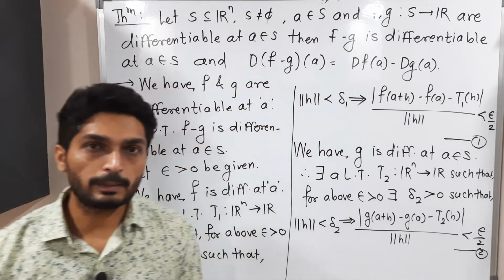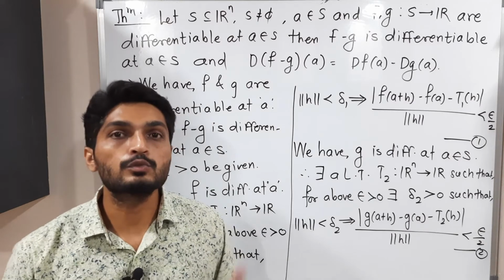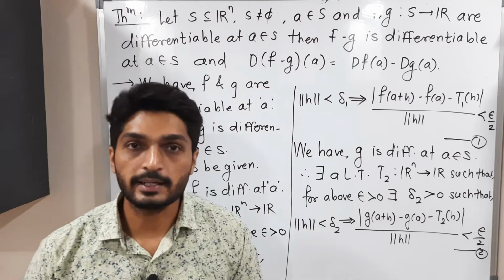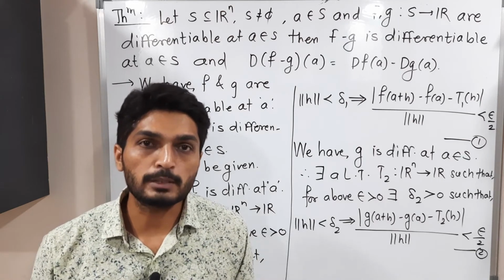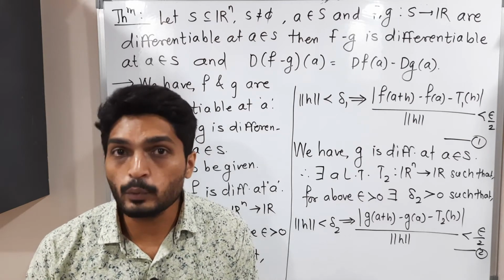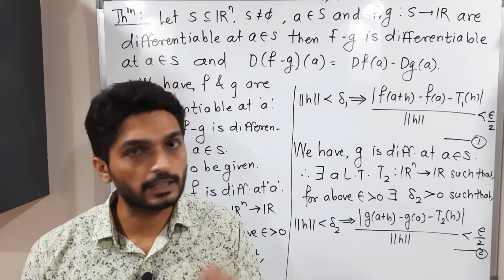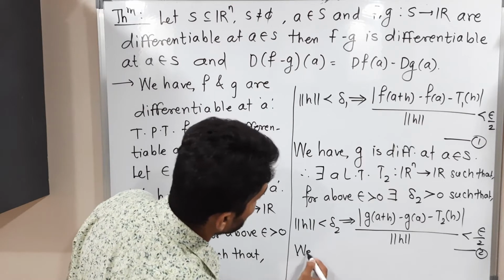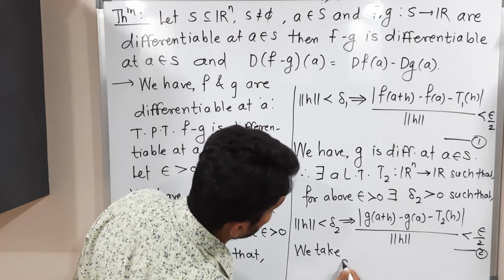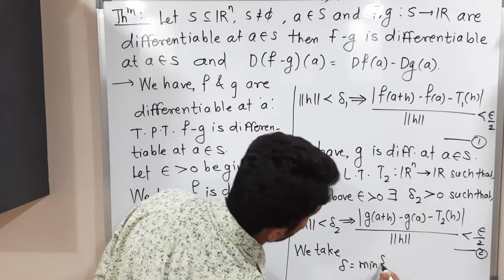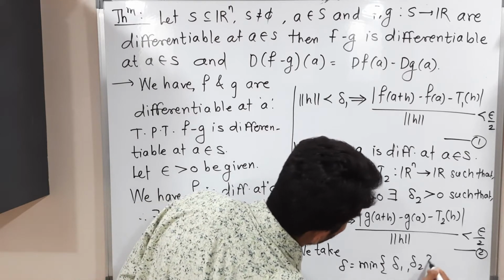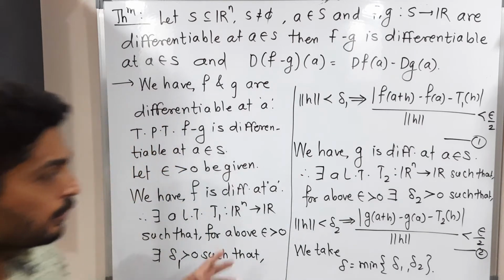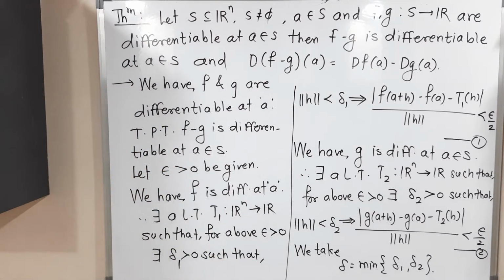Okay, so we have statements 1 and 2. Statement 1 is true for norm h less than delta 1. Statement 2 is true for norm h less than delta 2, but we want both statements to be true simultaneously. So what will I do? I will select the minimum of delta 1 and delta 2, so both of them will be true simultaneously. So we take delta equal to minimum of delta 1 and delta 2. So we can use both statements simultaneously. You can take a screenshot of it, then we will go further.